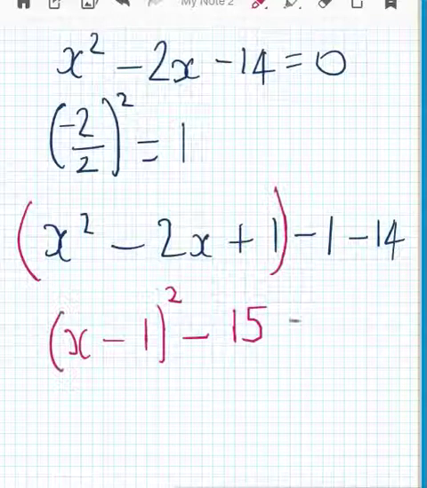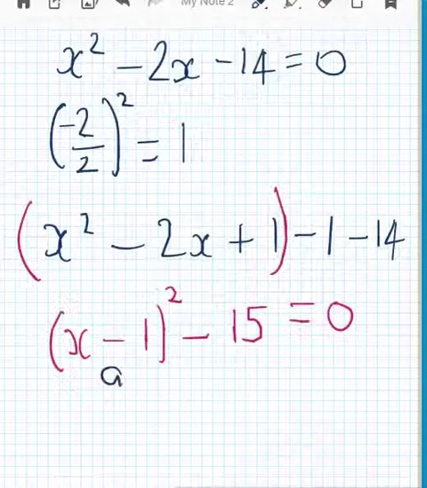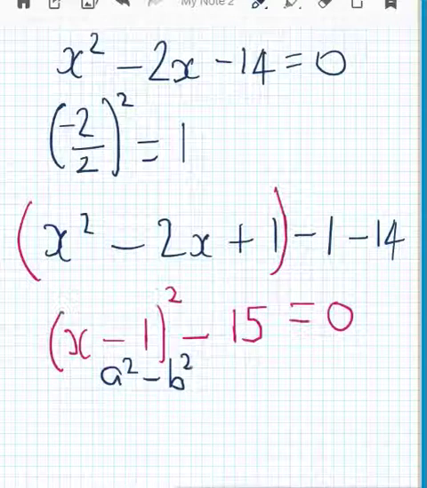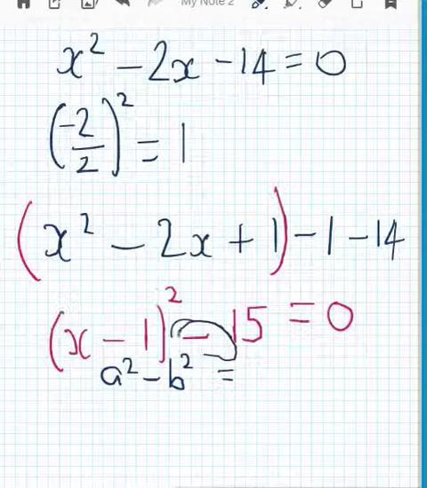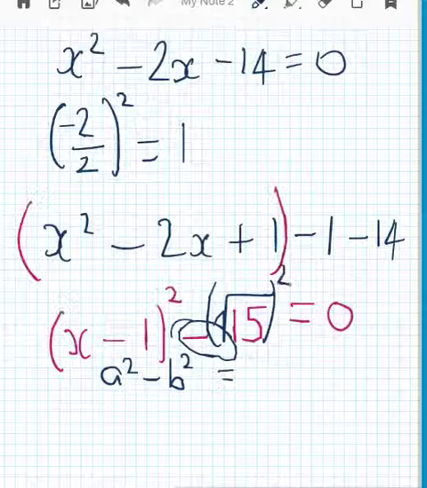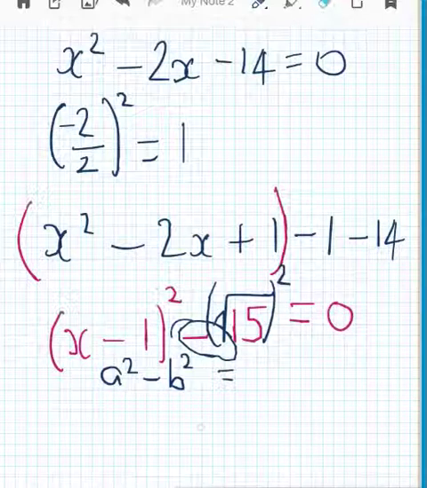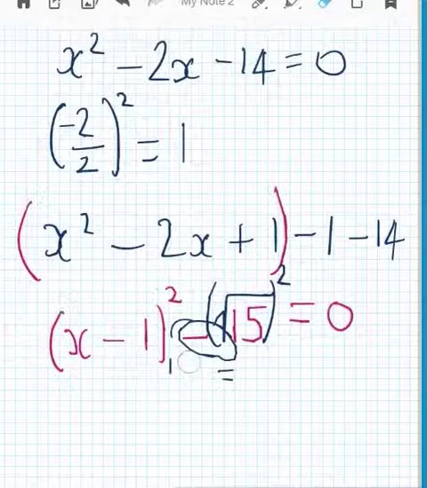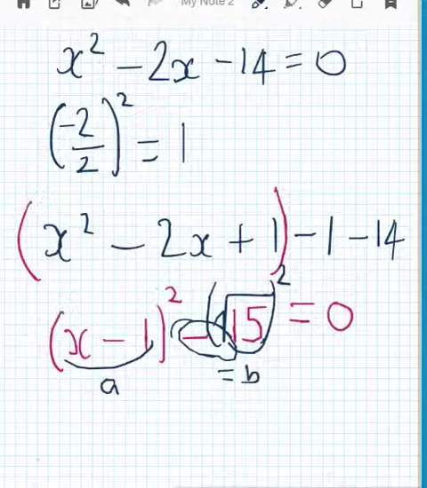And now we can see, is it in the form of a squared minus b squared? If we can see that, then we can continue factorizing. And yes, we have a negative here. So yes, it's possible to continue factorizing. But this 15 is not a perfect square. So to square it, we have to square root it and then square it. So a is this bit here, x minus 1, and b is the square root of 15.